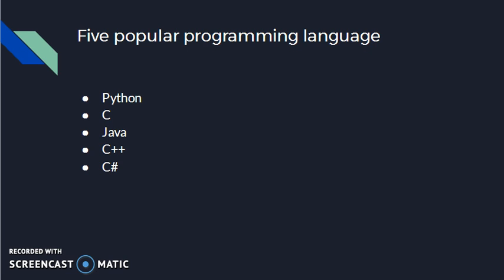The fourth one is C++. It is a higher version of C. The last one is C#. It is also a different variation of the C language.